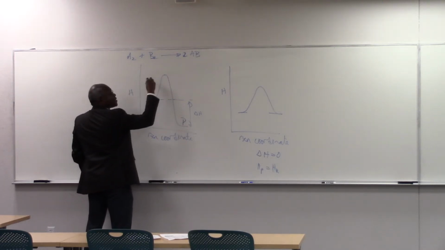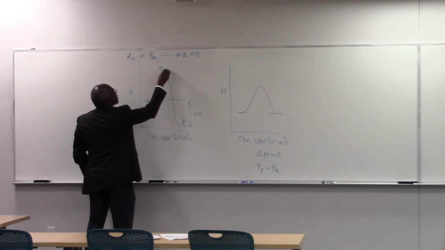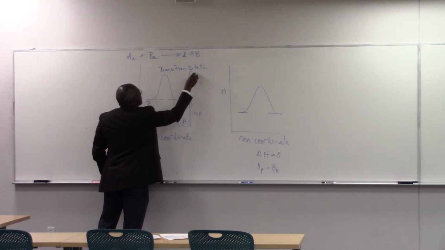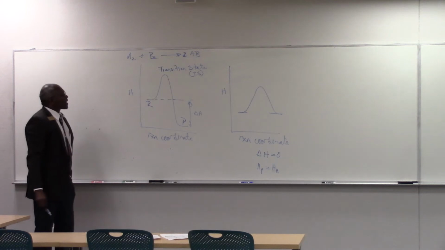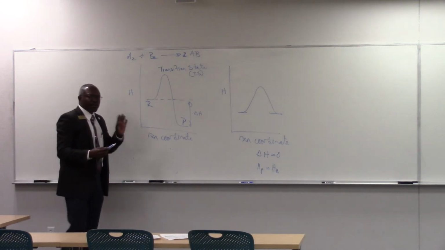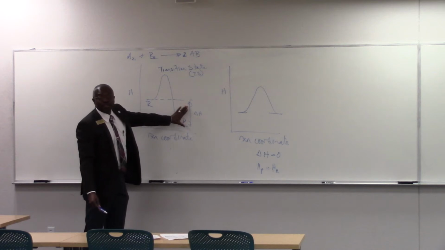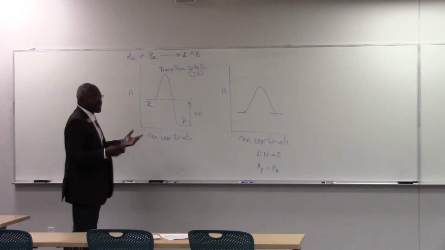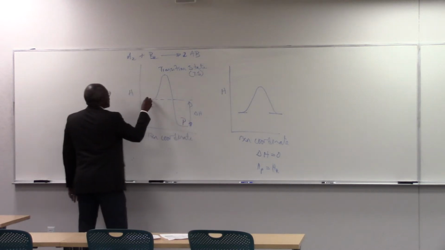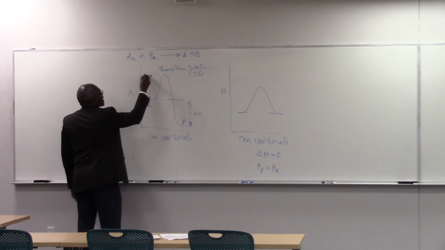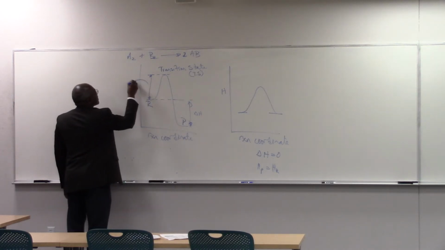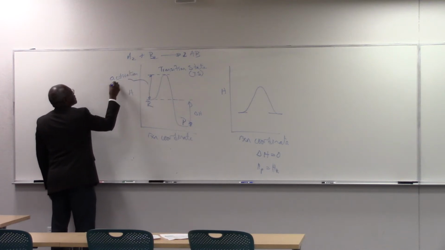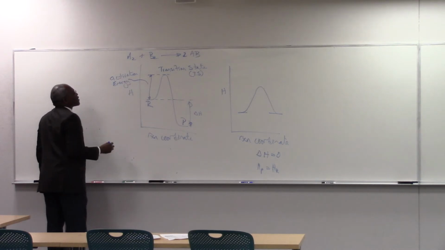And this entity on top, we're going to call this the transition state, or the TS. There are two energy gaps that are of interest. One is the delta H of the reaction, that's called the energy change of the reaction. But the other is the gap between the reactant and the transition state. This is called the activation energy of the reaction.